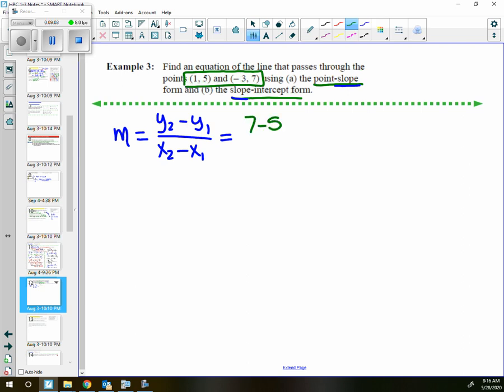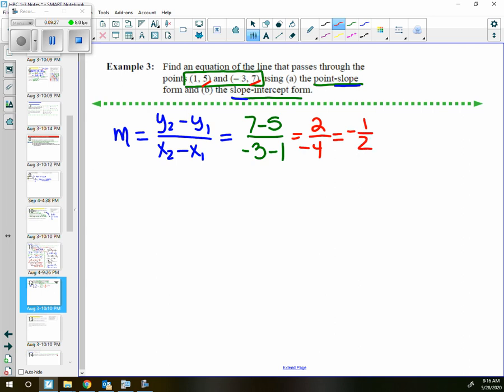I think I'll do 7 minus 5, and on the bottom would have to be -3 minus 1. Remember, it's really easy to mix up your numbers. So some way that you can highlight for yourself, oh, those are my y's, these are my x's, just be really careful. Okay, take a second, go ahead and calculate your slope. Pause the video if you need to. And be careful, make sure you simplify.